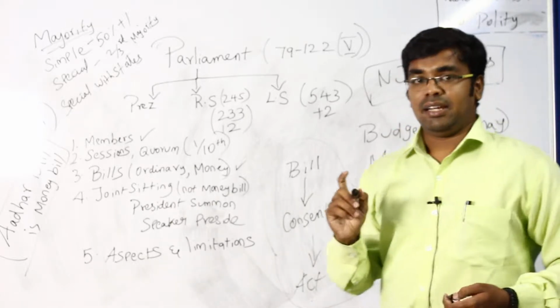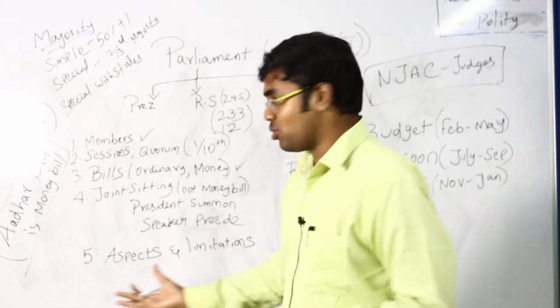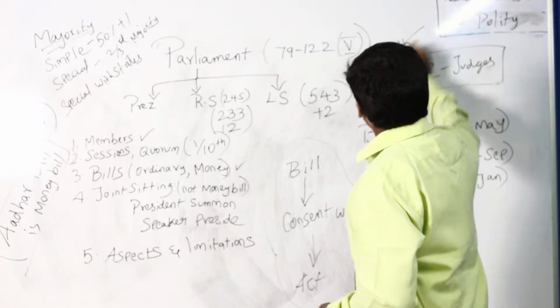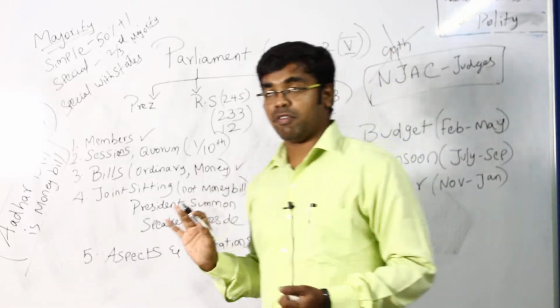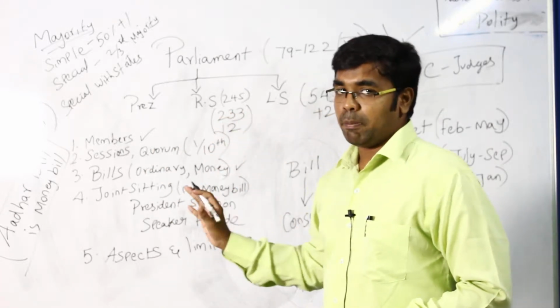So, the judges thought it is against the judiciary, that is, against the constitution. So, this is the 99th Amendment Act. It was struck down by the Supreme Court of India. This is the classical example of this limitation of the parliament.